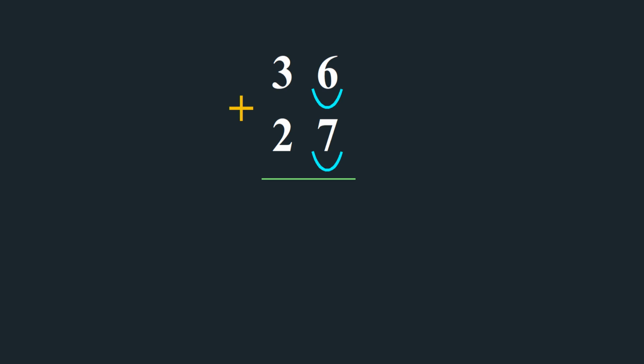6 plus 7 equals 13. In the number 13, there are 3 ones, right? 3 in the ones place. The number in the tens place is called the carry. We carry the 1 over to the tens place and write it above the 3 like this.